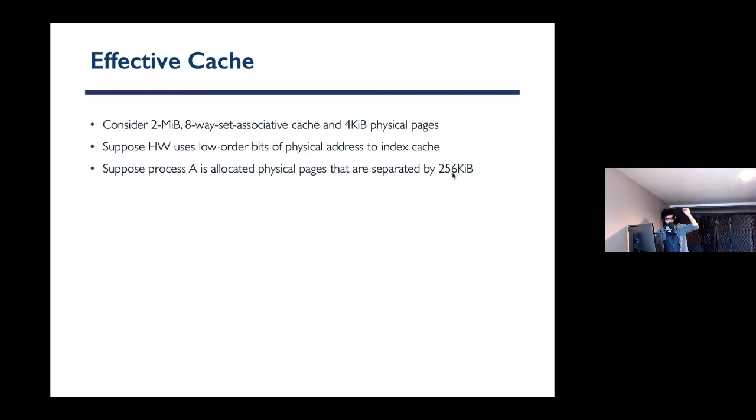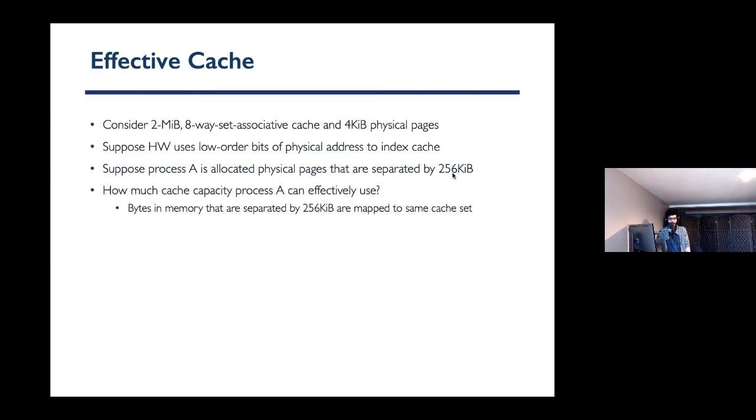So they're just stacked on top of each other, and then there are 256 kilobyte empty holes between them. For whatever reason, this is how they are mapped to physical memory. Let's see what happens to this poor process when we want to cache its data. So now the question is, how much cache capacity can process A effectively use?